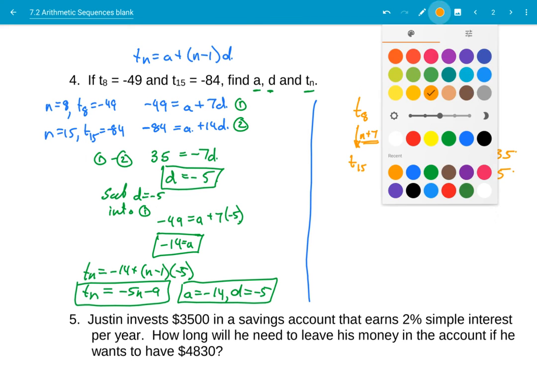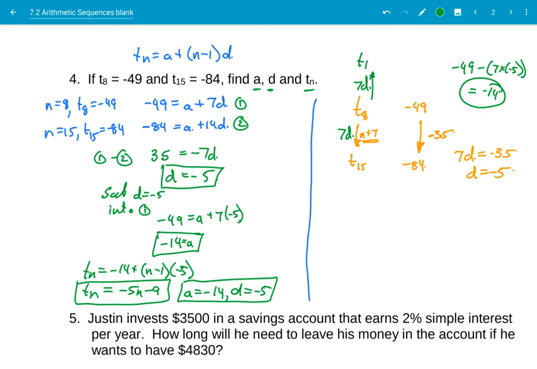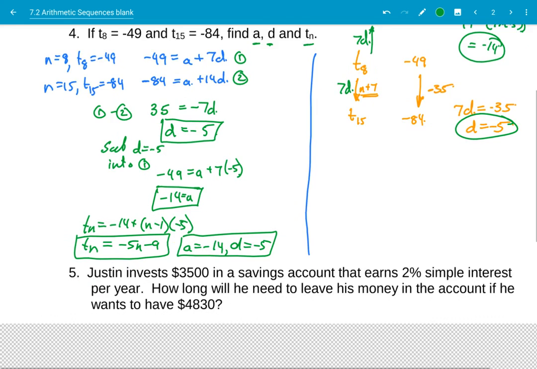And then, because of the way they gave us the information, otherwise it would be a little more work, T1, it's another 7 differences, right? This was 7 differences. This is another 7 differences. So we have to go negative 49 minus 7 times negative 5, right? So we go to negative 14, which is our A value, right? So, you could think of it logically that way too. But a lot of people are more comfortable sort of just setting up the equations using the general equation for an arithmetic sequence.